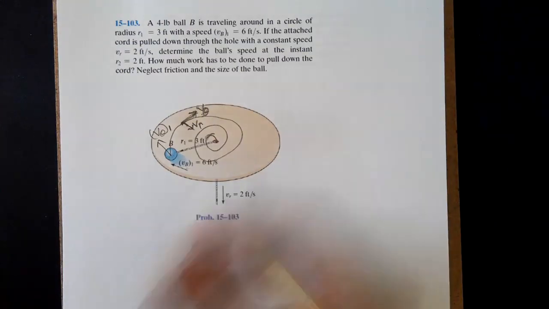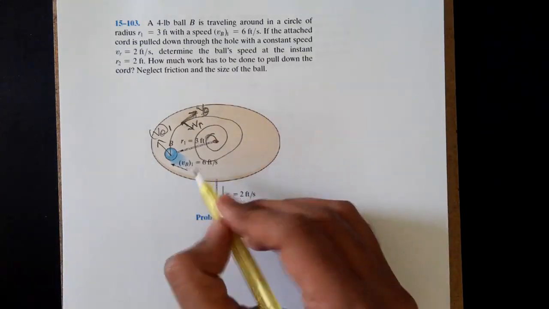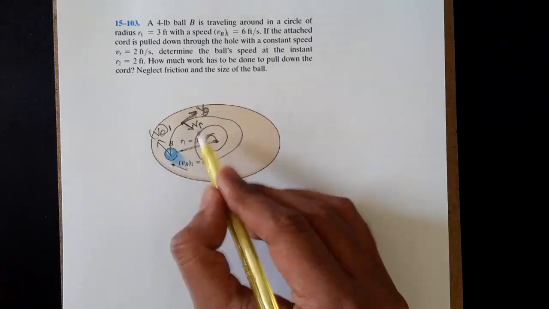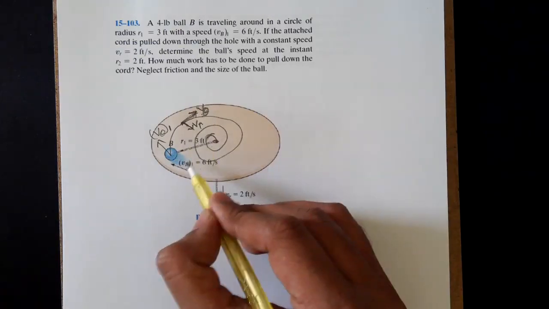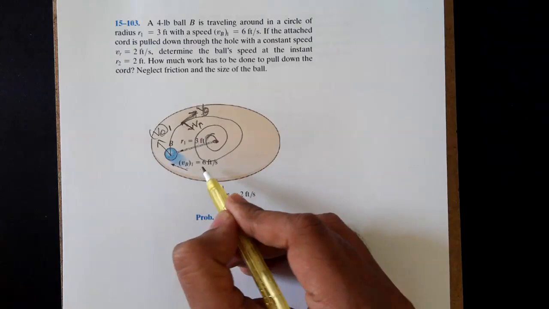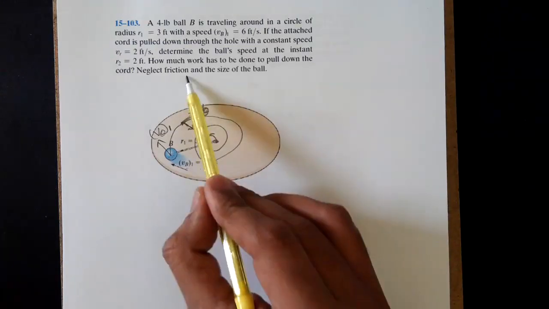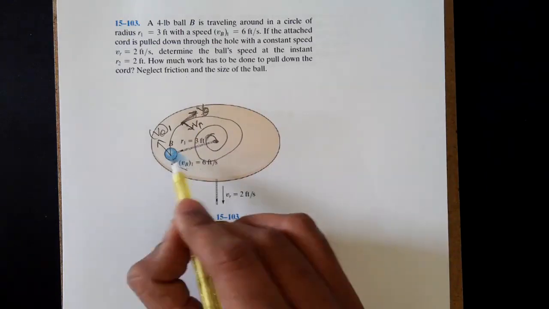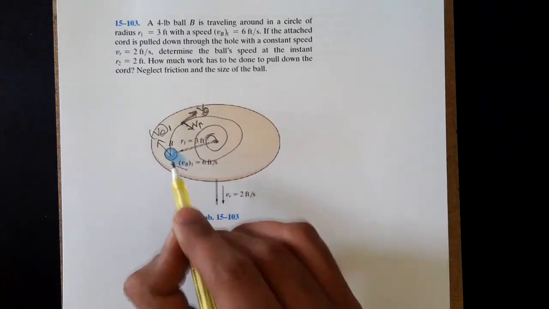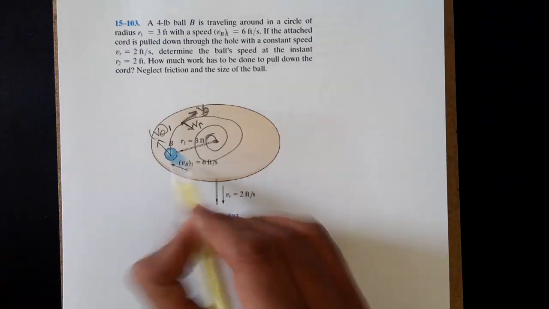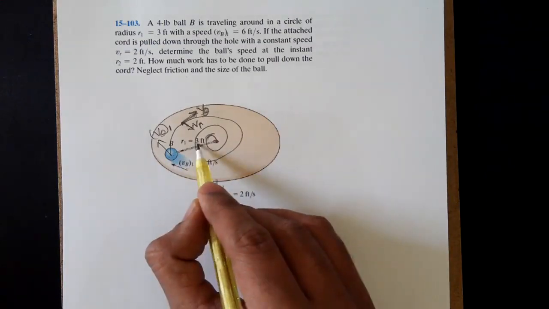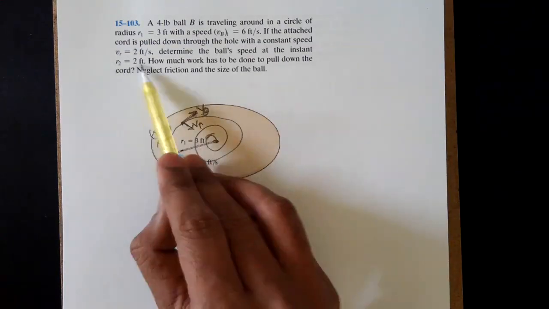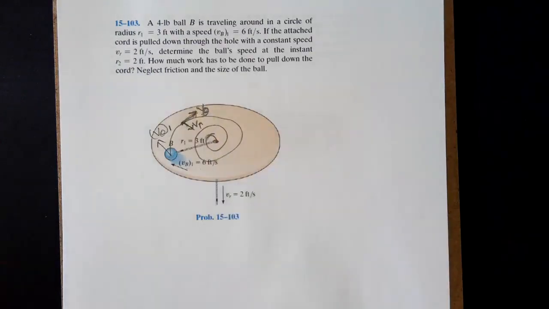Second point to remember is that we need to apply the equation for conservation of angular momentum here, because we neglect the friction and there is no effect of gravity. So we can say that the angular momentum of the ball is conserved when it moves from r1 equal to 3 feet to r2 equal to 2 feet. So let's apply the equation for the conservation of angular momentum.